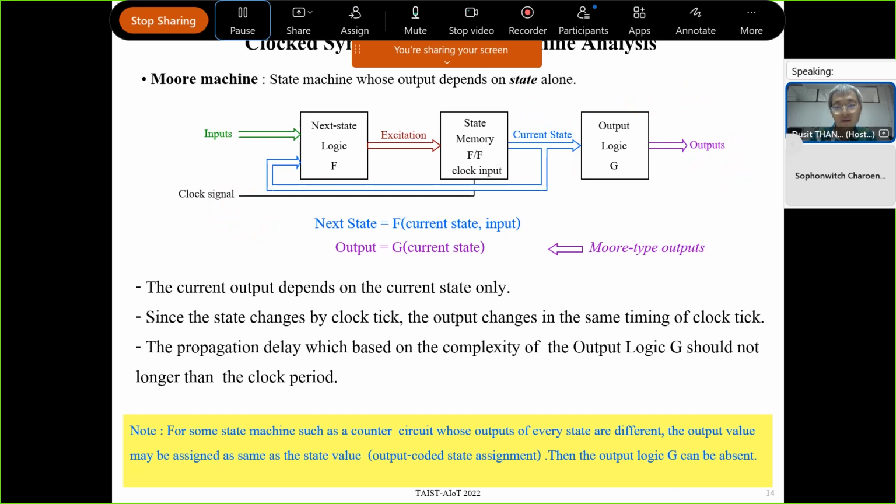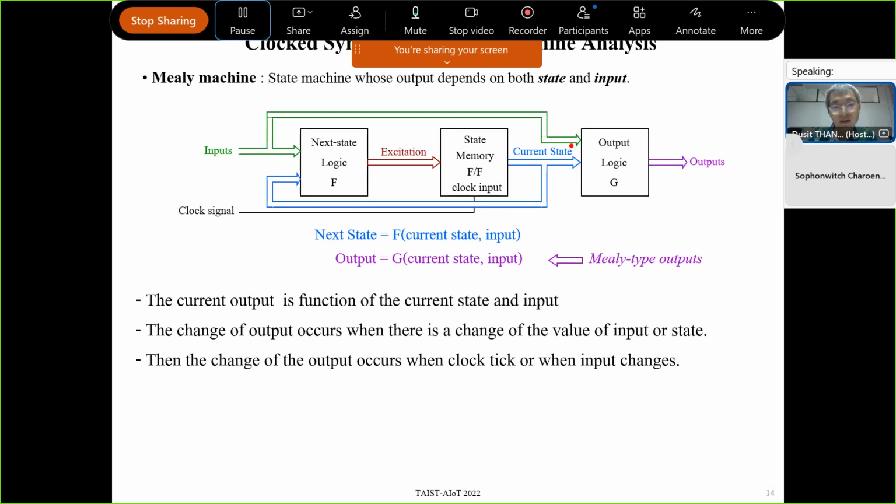But for the Mealy type state machine, it gets input from external input also. So the output may change when the external input changes value. That means the output may change at the same timing as the clock or when some external input changes. Okay? So then, can we also call the output logic G a combinational circuit? Yes, still, output circuit G is a combinational circuit, which will change the output when some input changes.